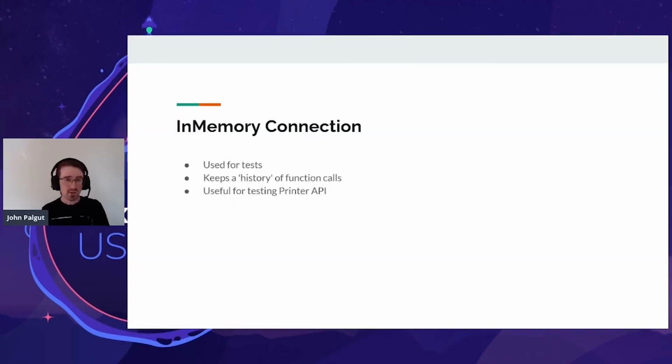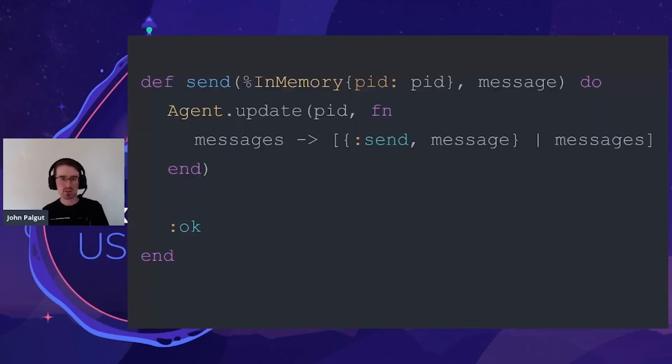One of the other connections that's a little more interesting, I think, is the in-memory connection. This is one of the connections I used for tests, and it keeps a history of function calls. So if you call send, it's going to record that. If you call open, it's going to record that. Taking a look at the implementation of send for the in-memory connection, we can see that instead of sending a message via the Circuits UART library, we're actually updating an Agent at a PID. All we're doing in this send function is saying, hey, somebody called send with this message, and we're adding it to the list of messages that we've already received.